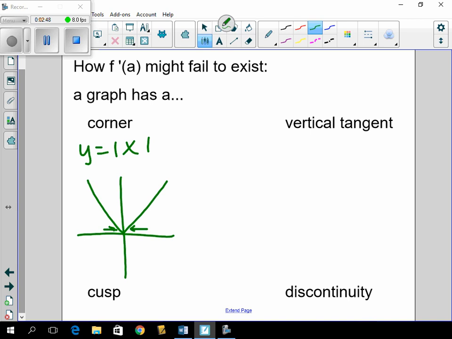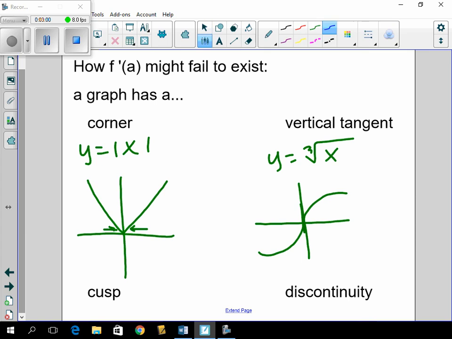Another example is a vertical tangent, so y equals the cube root of x. And so this one has a vertical tangent at 0. So we can basically draw a straight line. And obviously, we can't find the derivative of a vertical line because that would be 1 over 0, and that doesn't exist. So that's another example.